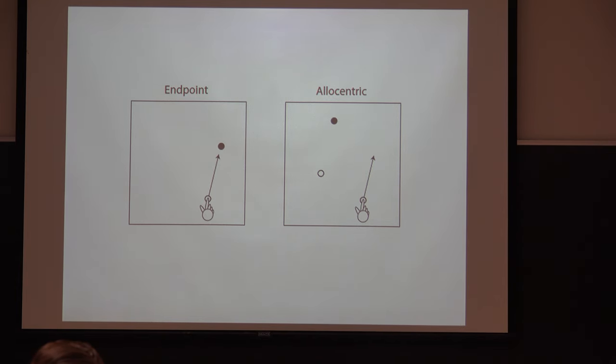Now, the other thing we did is we would give them incorrect feedback. And what we found is if you give incorrect feedback on this task, it doesn't transfer to here. And if you give incorrect feedback on this one, it doesn't transfer to there. That's pretty strong evidence that we're talking about two different modes of reaching behavior.